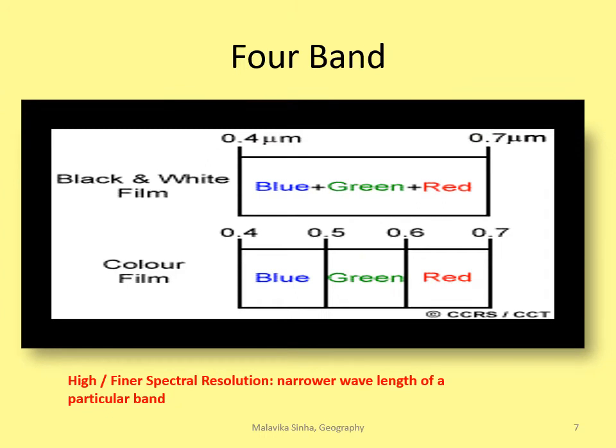Okay, come to this slide. This is the visible band. It consists of red, green and blue. We are all familiar that these three colors are the basic colors.